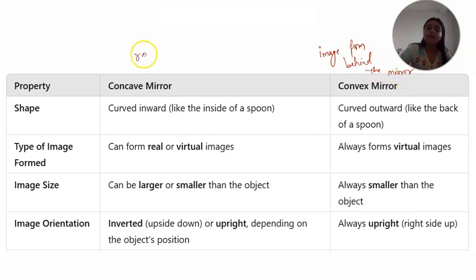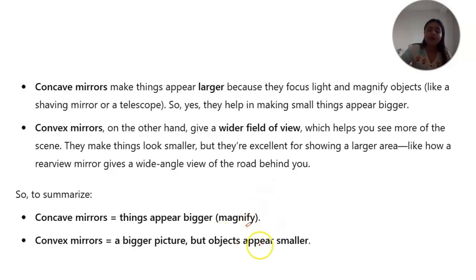And here the image is real, in front of the mirror. In scientific terms, we call it real, and here we call it virtual. Or it magnifies. And the convex one may have a wider picture of the object. Wider field you get.